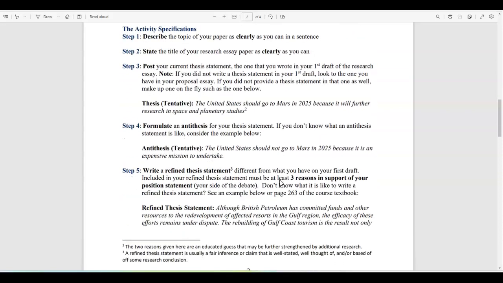So after coming up with your thesis statement, I want you to provide information on what we will call your antithesis. So first you have the thesis. Look at the example right here, where you have: the United States should go to Mars in 2025 because it will further research in space and planetary studies. That's a thesis statement. Now, we're going to formulate an antithesis statement. And what does that look like? Well, an antithesis statement is pretty much the opposite of a thesis statement. So: the United States should not go to Mars in 2025 because it's an expensive mission to undertake. So that's an antithesis that contradicts the thesis position.